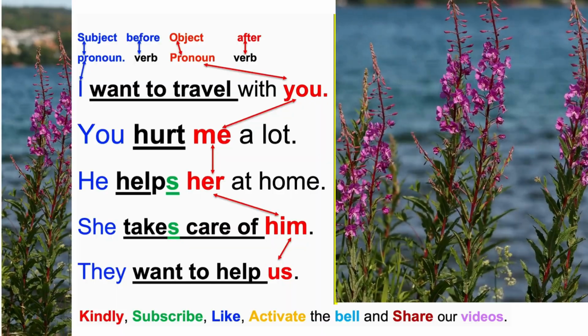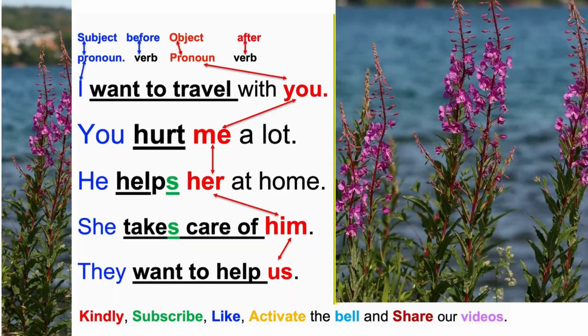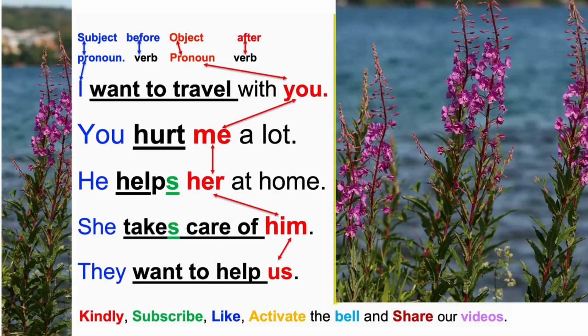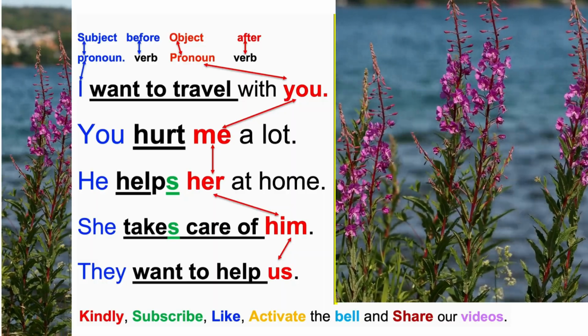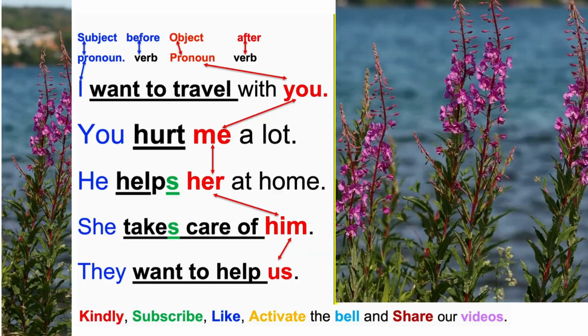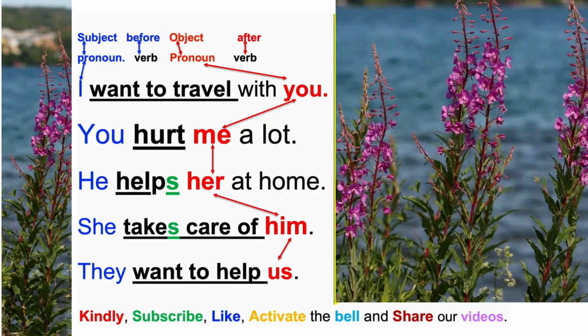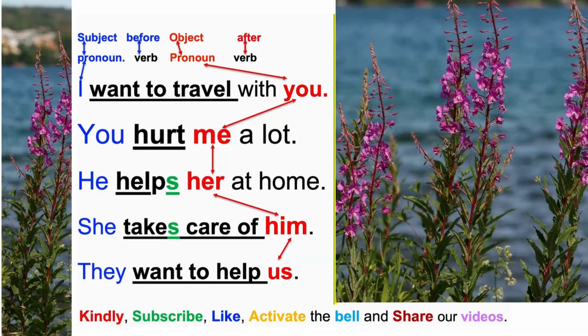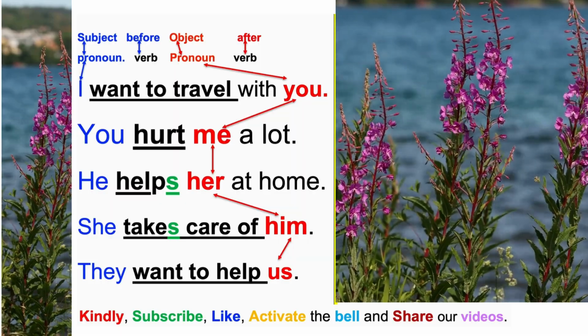Let's repeat after me. I want to travel with you. You hurt me a lot. He helps her at home. She takes care of him. They want to help us.